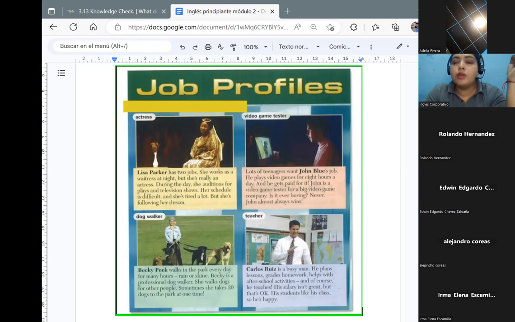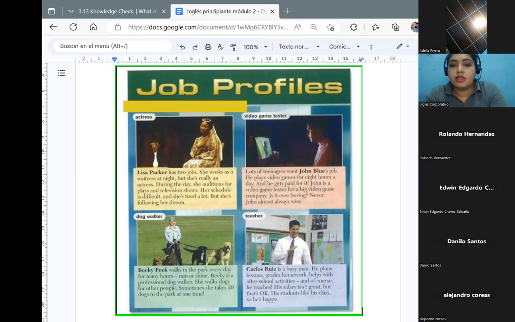Now, we have John Blue. What is John Blue doing? ¿Qué es lo que hace John Blue? ¿De qué trabaja John Blue? He plays video games. Oh, okay. This is, we can say, the teenager's dream. Es el sueño de los adolescentes. Porque él juega videojuegos 8 horas al día. And it says that he gets paid for it. A él le pagan por eso.